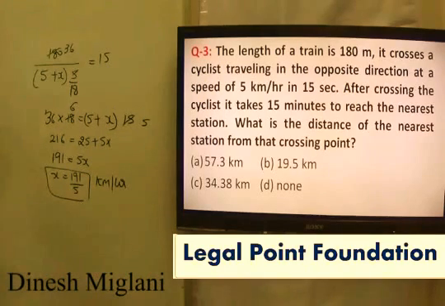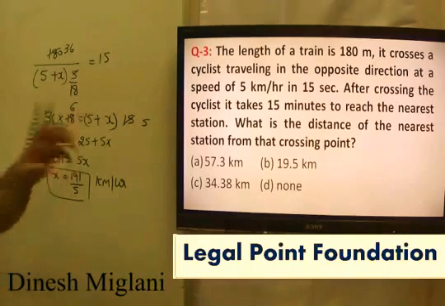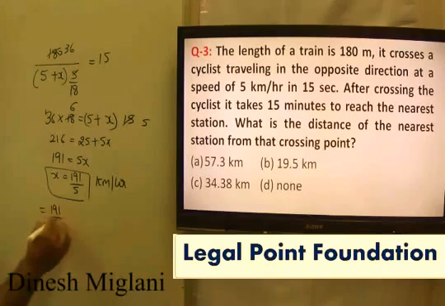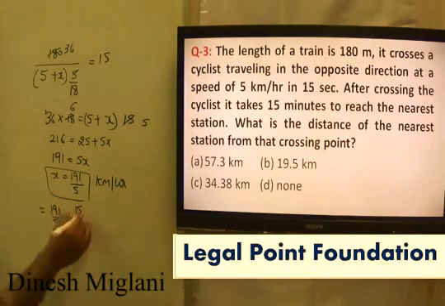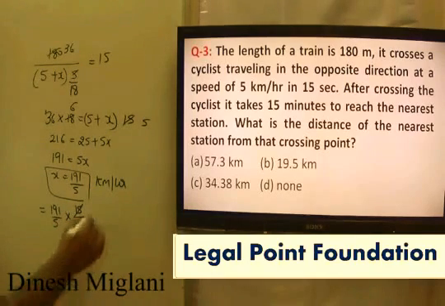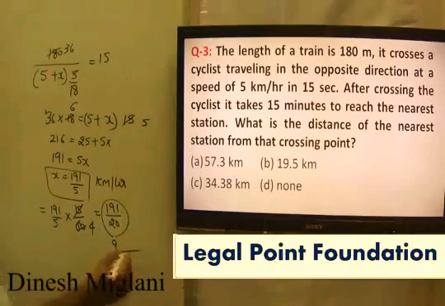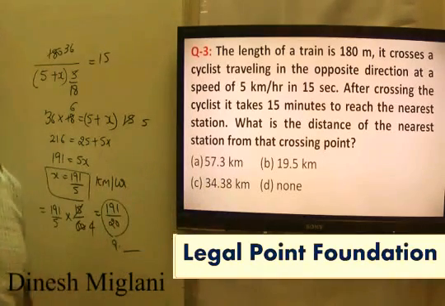The question here is, after crossing the cyclist, it takes 15 minutes to reach the nearest station. Right? Now I can say that the speed is this one, and the nearest station is after 15 minutes. How much is the distance? We may say 191 by 5 into, converting, 15/60. Now solve it. 15 will go on 4. What can you say? 191 upon 20. It is approximately 9 point something. The answer is said to be D, none of these. That is said to be D.